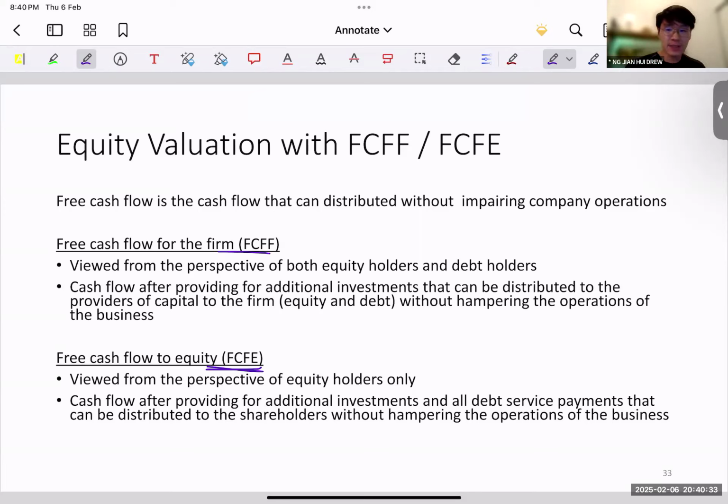So this is where you see a slight difference. Free cash flow to firm means that you are taking the view from both the equity and debt holder perspective. Since we talked about the discount rate earlier, question: should we use the cost of equity or cost of capital for discounting this? Cost of capital, you're right, because capital is for the whole firm. Hope you can tell straight away it's cost of capital. So FCFF is capital, FCFE is equity. That's right.